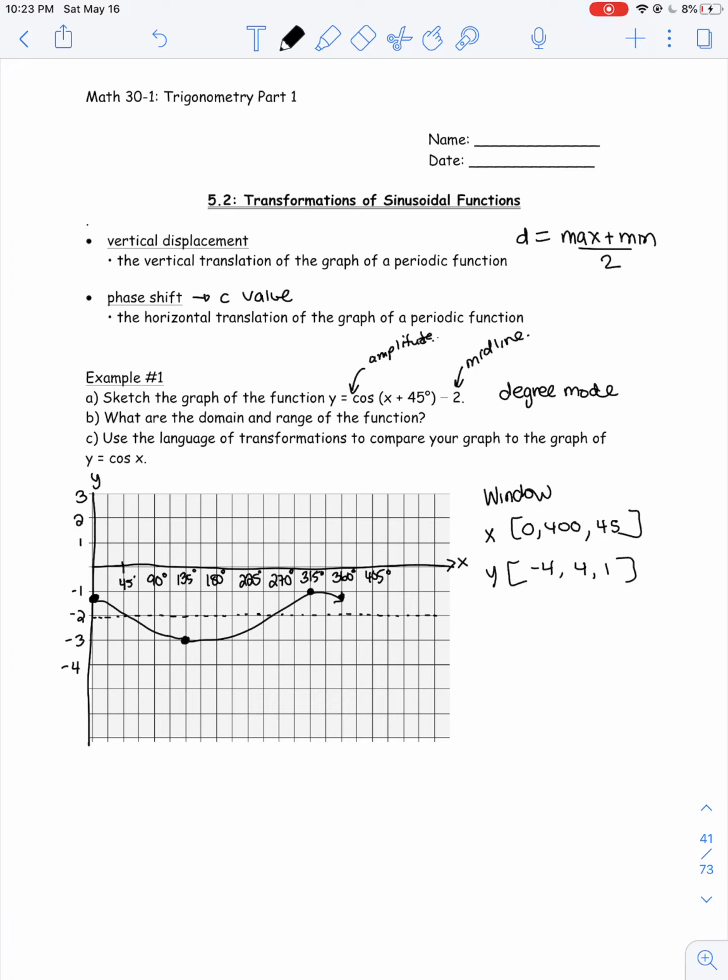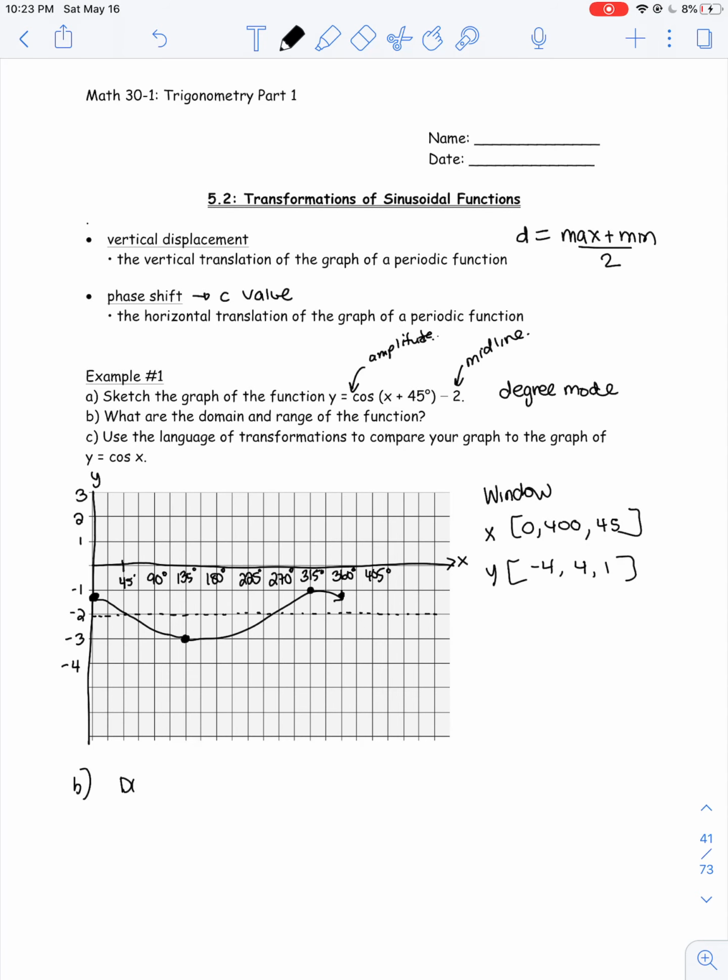It says, what is the domain and range of this function? So the domain for this would be x element of R, because the graph does continue to the left and right. There's no restrictions on this. It doesn't say anything else, so we can say that it continues on forever. The range of this graph would be that the lowest value that we have along the y is -3, and the highest value goes up to -1, y element of R.